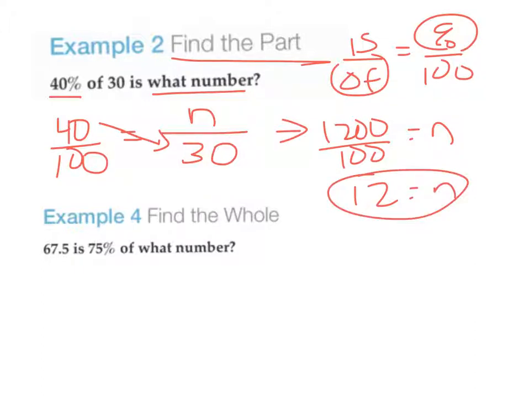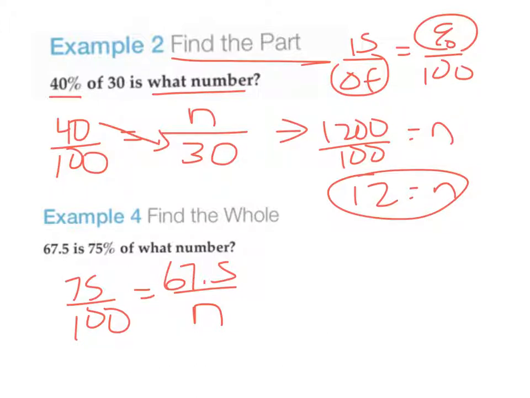Once again, we're going to do the same process. We have 75 over 100, because that's the percent. Of is what we don't know, so that goes on the bottom. So the 67.5 is the number that we have for the is part.